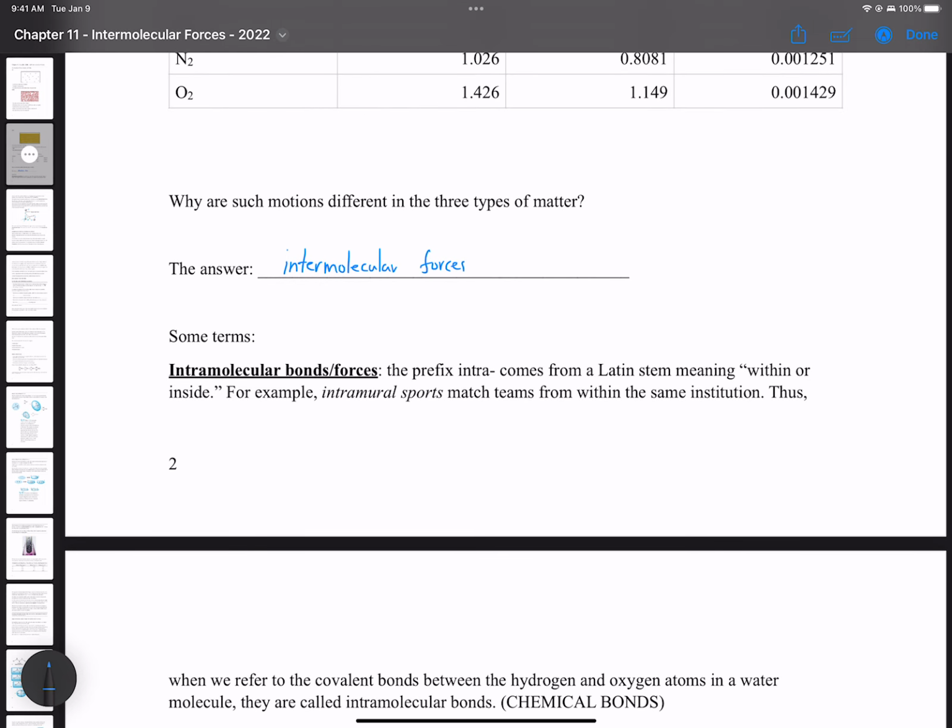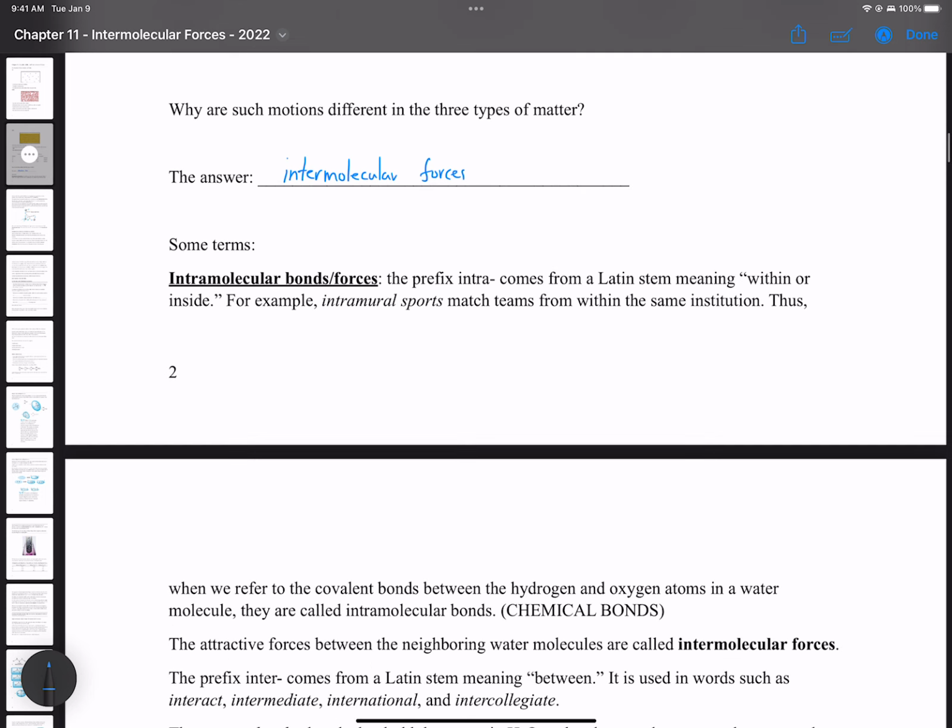Okay, so intramolecular bonds or forces. The prefix intra means within or inside. Think about school: if you played intramural sports, those are sports between teams formed in the same institution. So when we refer to covalent bonds, we call them intramolecular forces, and these are the chemical bonds that are formed between two atoms. So we call them chemical bonds, okay? When you think of intramolecular, think actual chemical bonds.